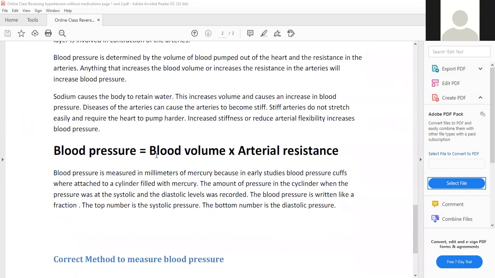Let me just stop right here and pause to tell you this other explanation of what causes blood pressure. It's the volume of blood in your arteries that's being pumped from the heart and the resistance of the arteries to receiving that. So, any change in that blood volume or any change in how stiff or flexible your arteries are will affect your blood pressure.